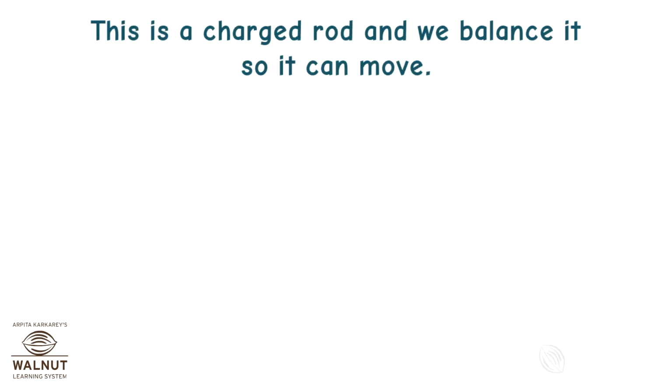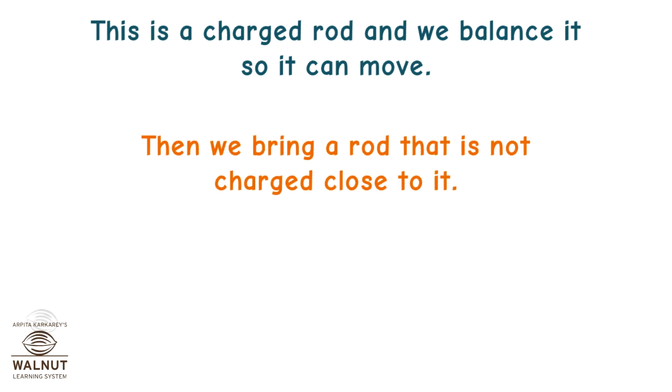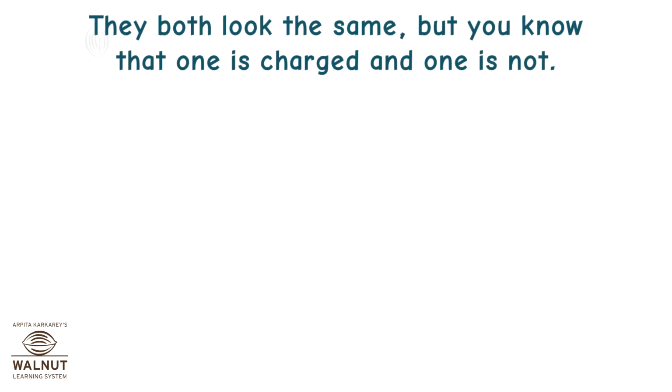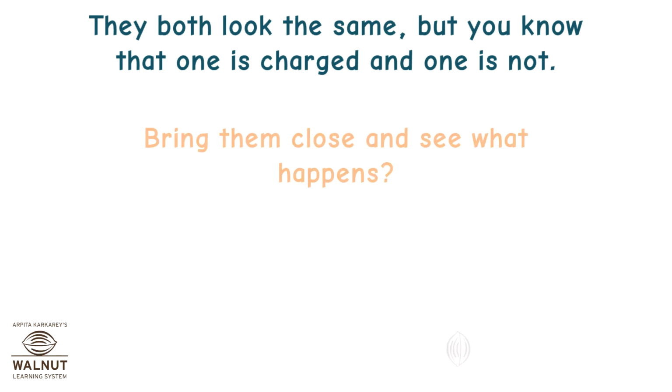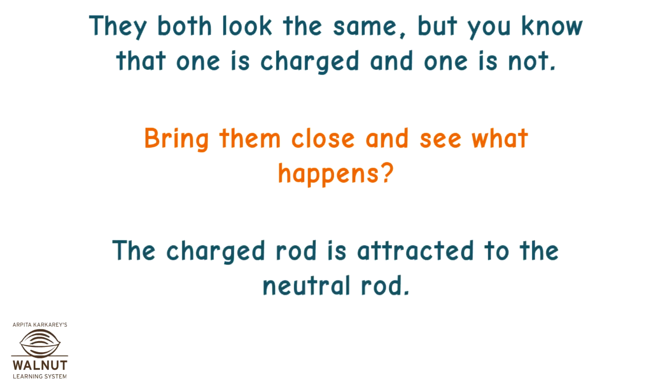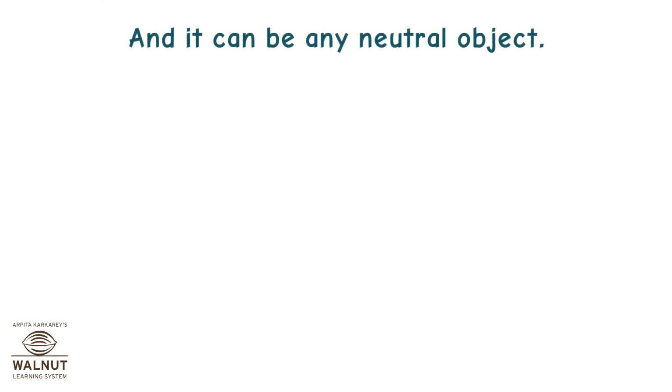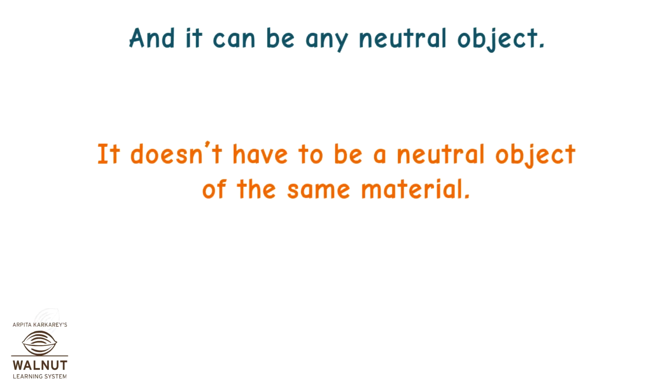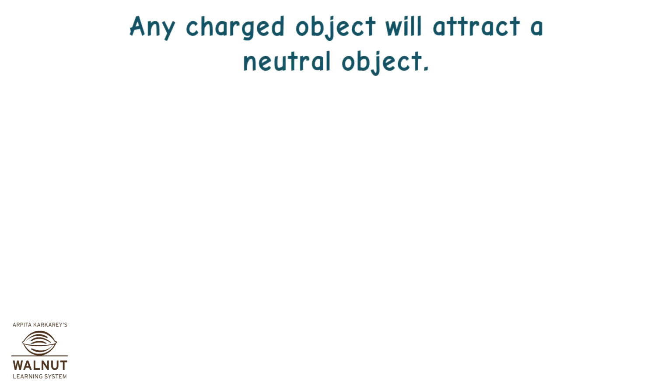This is a charged rod and we balance it so it can move. Then we bring a rod that is not charged close to it. They both look the same, but you know that one is charged and one is not. Bring them close and see what happens. The charged rod is attracted to the neutral rod, and it can be any neutral object. It doesn't have to be a neutral object of the same material. Any charged object will attract a neutral object.